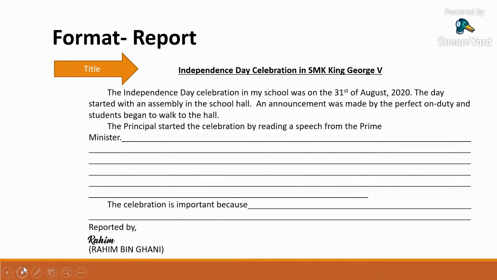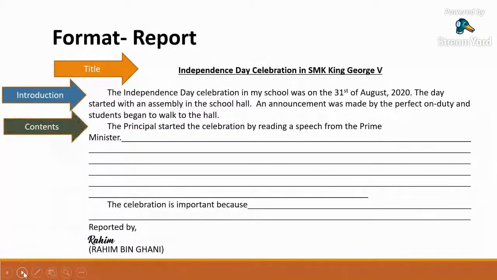Independence Day celebration in SMK King George V. The first paragraph must be the introduction paragraph. The second paragraph is the content. You can write more paragraphs for the contents. Maybe you want paragraphs 2 and 3, okay? Or maybe you want 3 paragraphs for contents. It's up to you, 2 or 3 or 1, okay? Then you have the conclusion, the last paragraph.